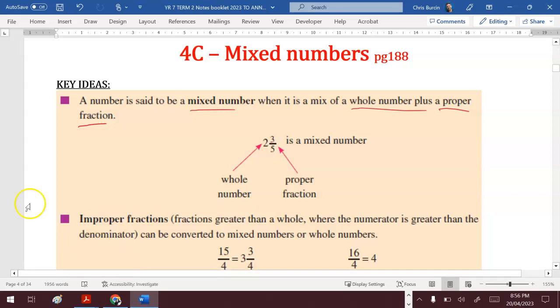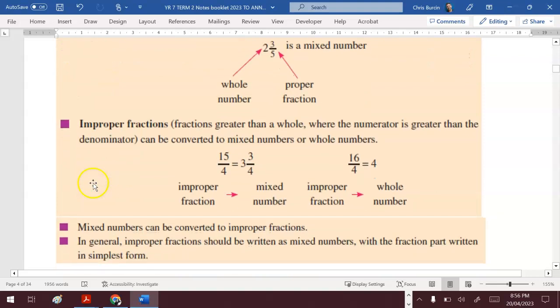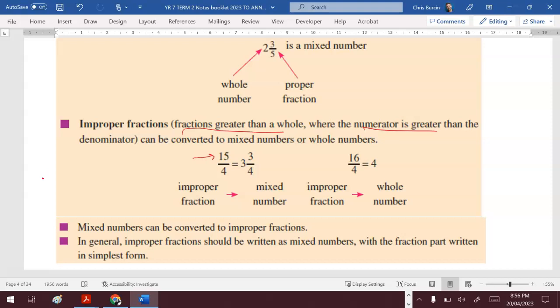So improper fractions, these are fractions that are greater than a whole. So the numerator, top number, is greater than the denominator. And you can convert these to mixed numbers, or sometimes to whole numbers. So in this case, I'll start with this one. We have an improper fraction. We have 16 over 4.